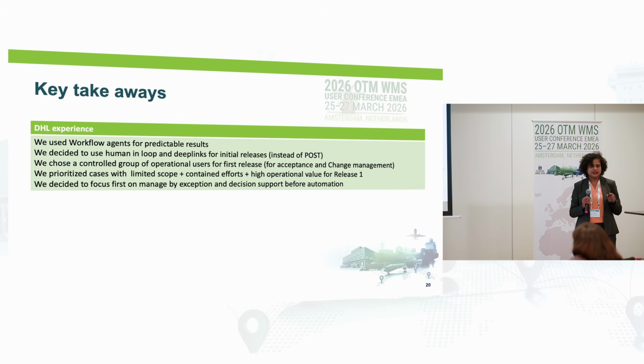So user context is now available in 26B. So when we have it, we can leave the door open for more and more end users. But at the moment, we are using a controlled set of users because everybody has got access. And we prioritized the cases, as you saw with the fancy prioritization tool, and we tried to contain the efforts because we did not want to have a big project to start with, and with high operational value.